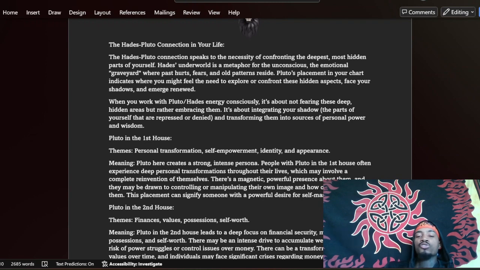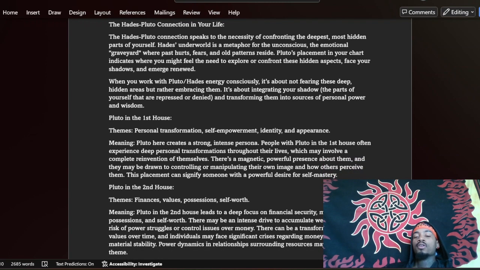Real talk. So now there's a magnetic, powerful presence about them, you know what I mean? And they may be drawn to controlling or manipulating their own image and how others perceive them, right? This placement can signify someone with a powerful desire for self mastery, right? And the manipulation aspect comes from those types that are more negative. Using manipulation is not always bad, right? But this placement can definitely use it for bad really, really fast. I ain't gonna care.